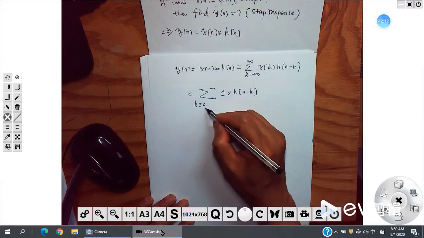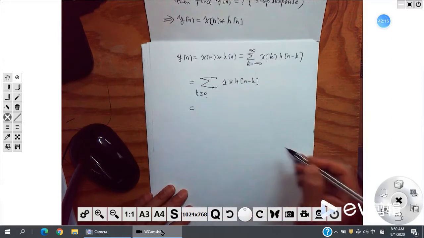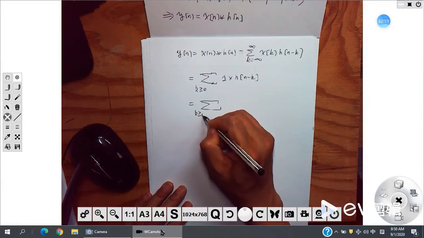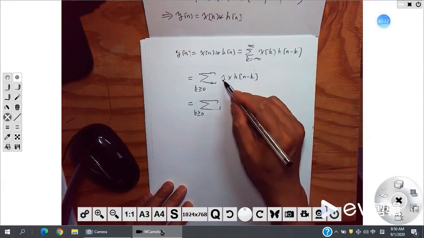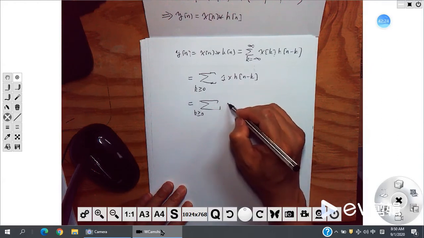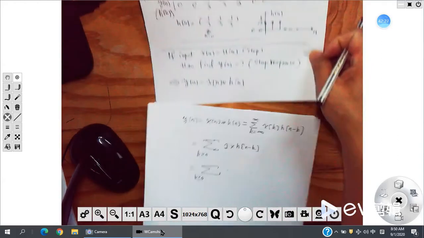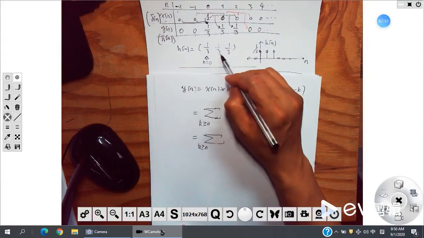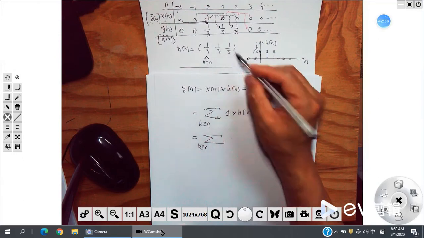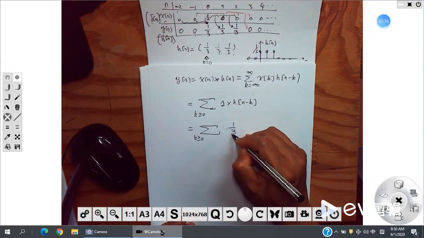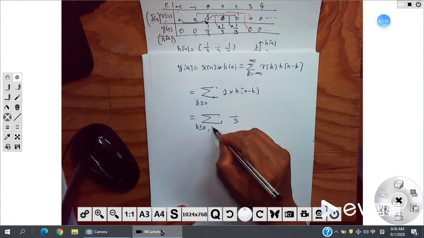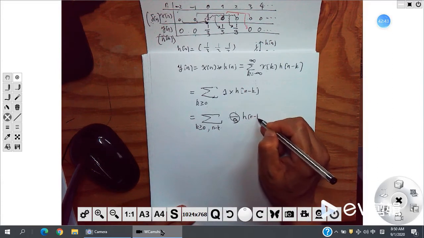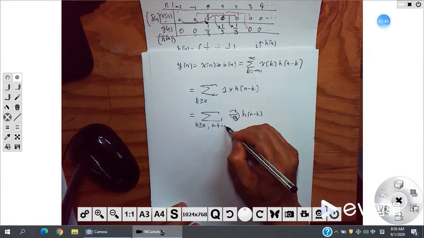Okay, I write one more line. So this is the summation, with k positive or 0. x is already 1. Then this h, what is h? We know we have three non-zero values, and they are 1/3, 1/3, 1/3. And here I write h of n minus k, but n minus k must equal 0, 1, or 2.